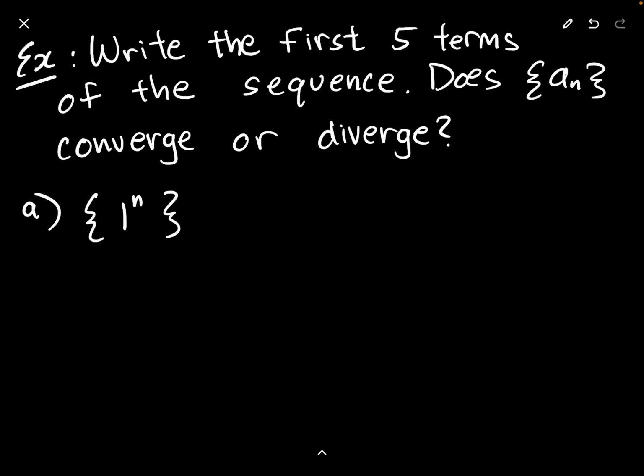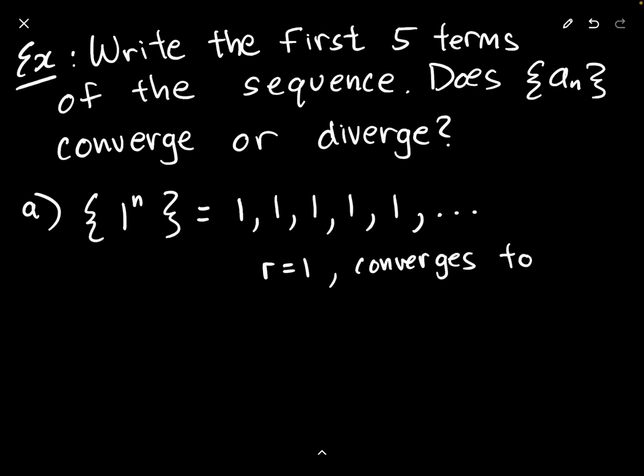In this example, write the first 5 terms of the sequence. Does the sequence converge or diverge? Here we have a geometric sequence. It's the case where r is equal to 1, so we know that it converges to 1. Here we can write the first 5 terms, and 1 to any power is 1. So r is equal to 1, and the sequence converges to 1.